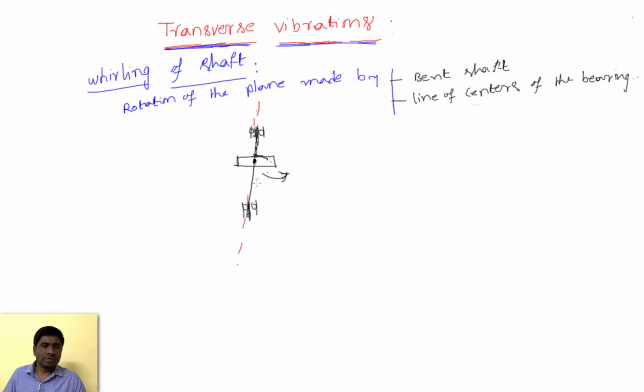So it just moves away from this one, and along with the disc, the shaft plane also starts rotating. What is that plane? That plane is the bent shaft. So when the shaft is bent like this, at this instant, it is bent to the right side. If I consider this instant, one line is passing through the line of centers of the bearings, and one more line represents the bent shaft.